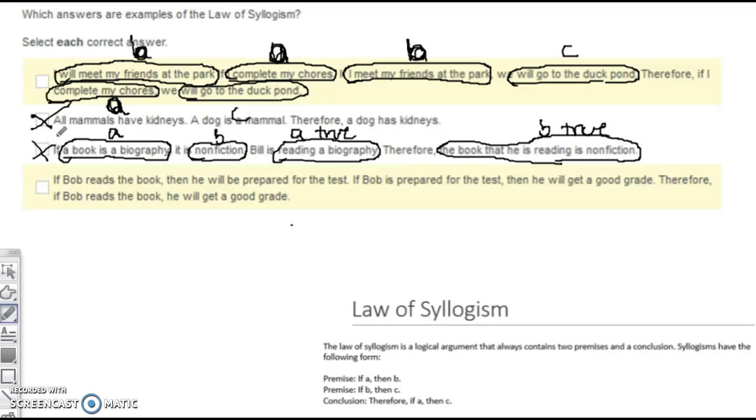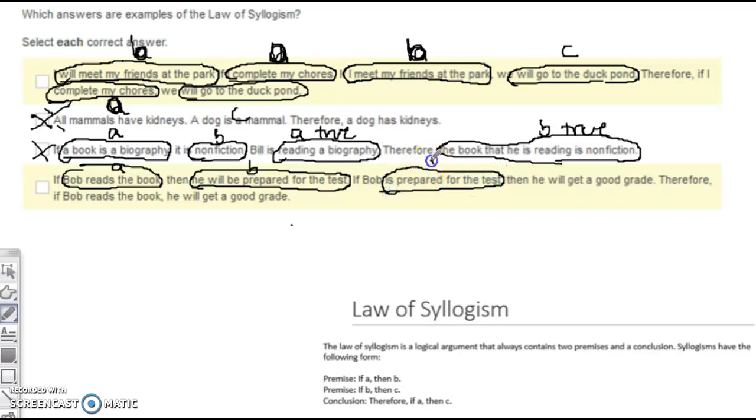The next one, if Bob reads the book. So let's go ahead and label if Bob reads the book. That's part A. Then he will be prepared for the test. That's part B. If Bob is prepared for the test, again, we're repeating the prepared for the test, so that's B again. Then he will get a good grade. That's going to be in the new letter C. Therefore, if he reads the book, he will get a good grade. That is the law of syllogism.